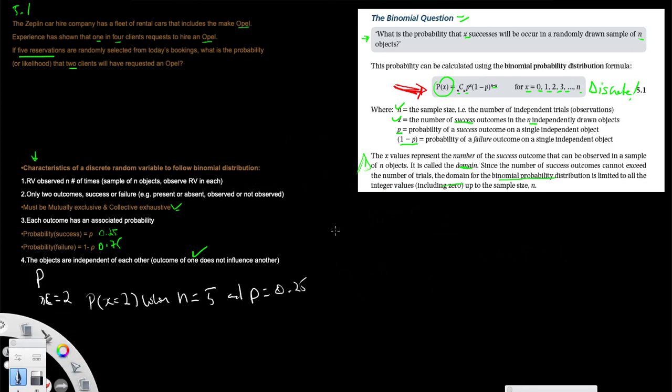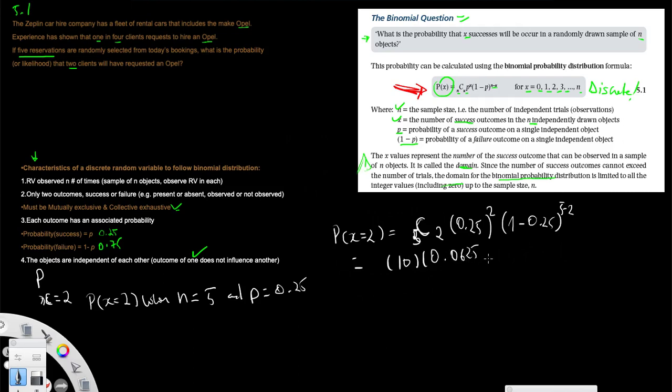So P of X equals 2 is the combination. Remember the combination rule, don't forget that, combination of 5, 2, because it's n and x. Then you do times 0.25, close the bracket, and put that in square. Then you open another bracket, 1 minus 0.25, following that formula on top there, to the power n minus x, which is 5 minus 2. First of all, that combination gives us 10, and you do 0.0625. That's the answer for that part, and this will be times 0.4219.